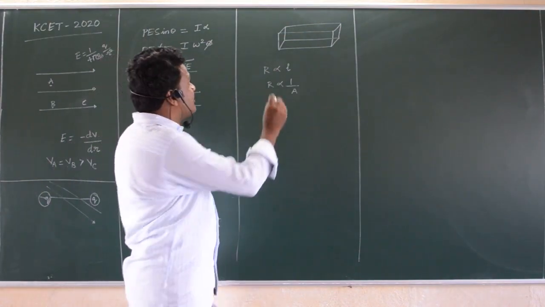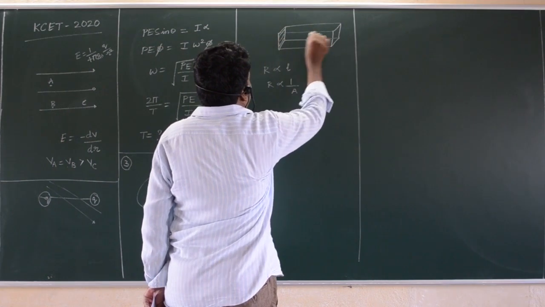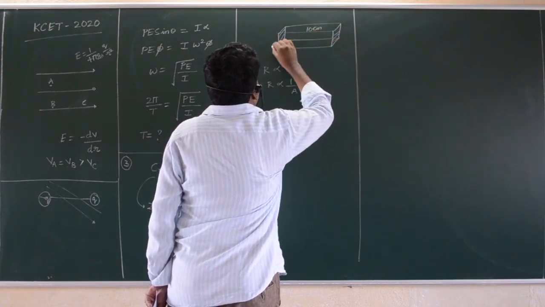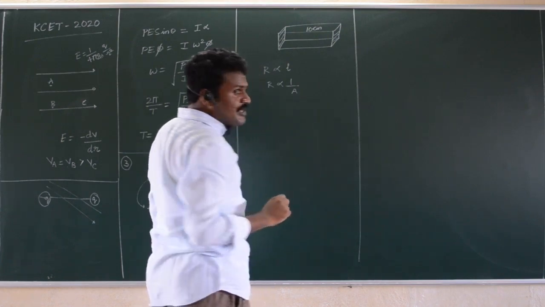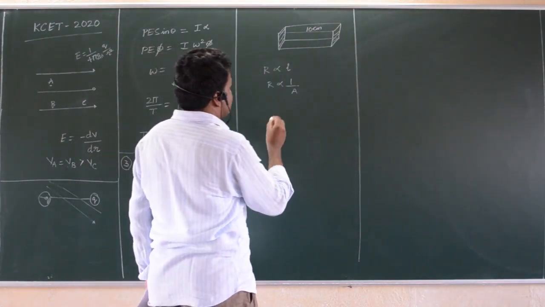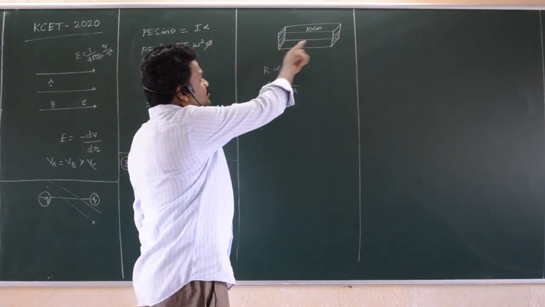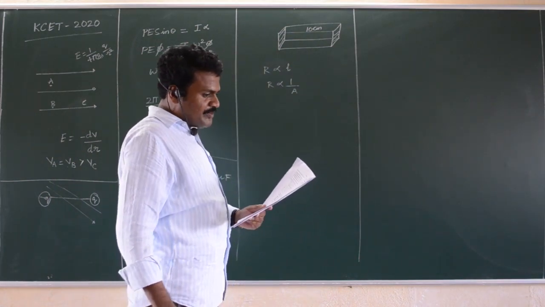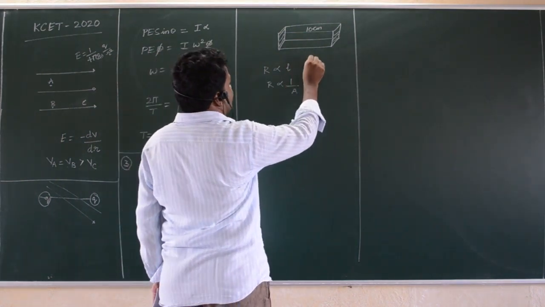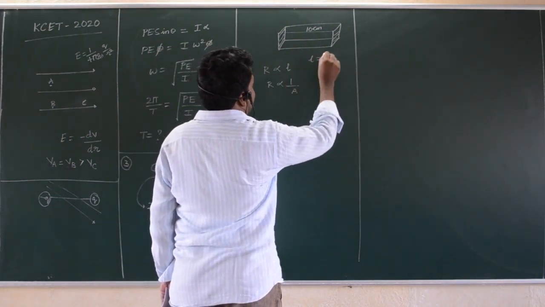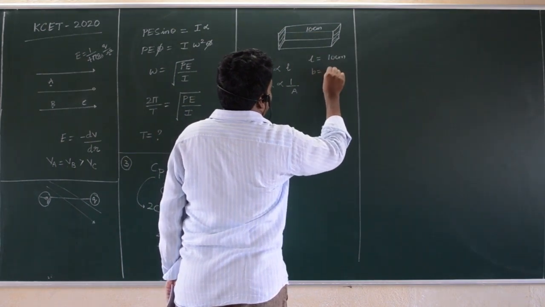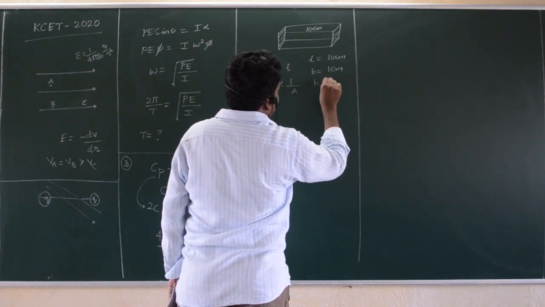So if you connect across these two faces, this will be 10 centimeter, and this will be the area. So area should be less and length should be more. Therefore the length should be 10 centimeter. So resistance is maximum when the battery is connected across 1 centimeter and half centimeter. According to the question, length is 10 centimeter, breadth is 1 centimeter, and height is half centimeter.